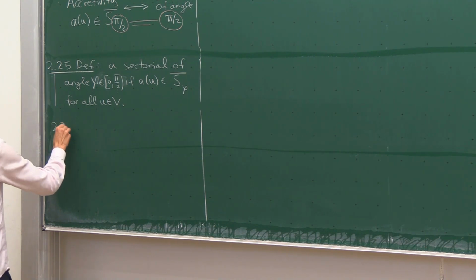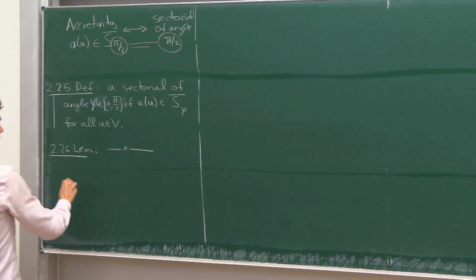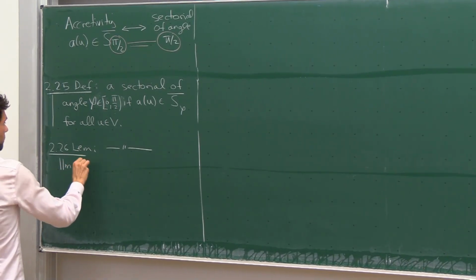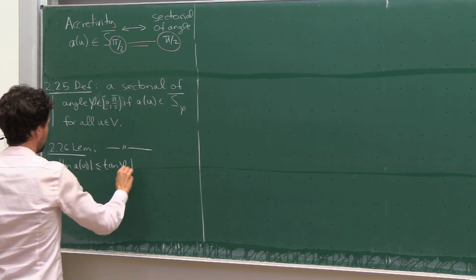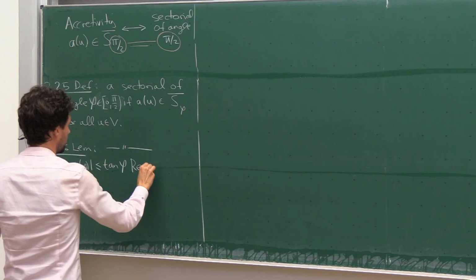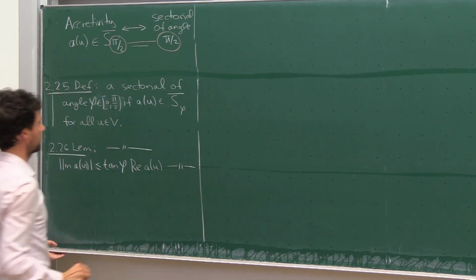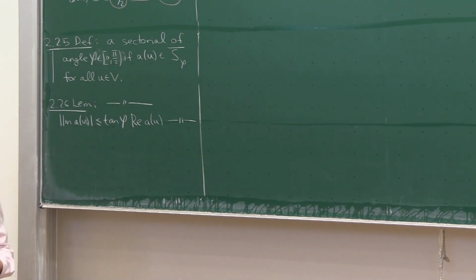And if you want, this is the same thing as saying that you can bound the imaginary part of the quadratic form by the tangent of phi times the real part. Okay. This is just the trigonometric explanation for being in a sector. You just write it out and you see that's what it is.